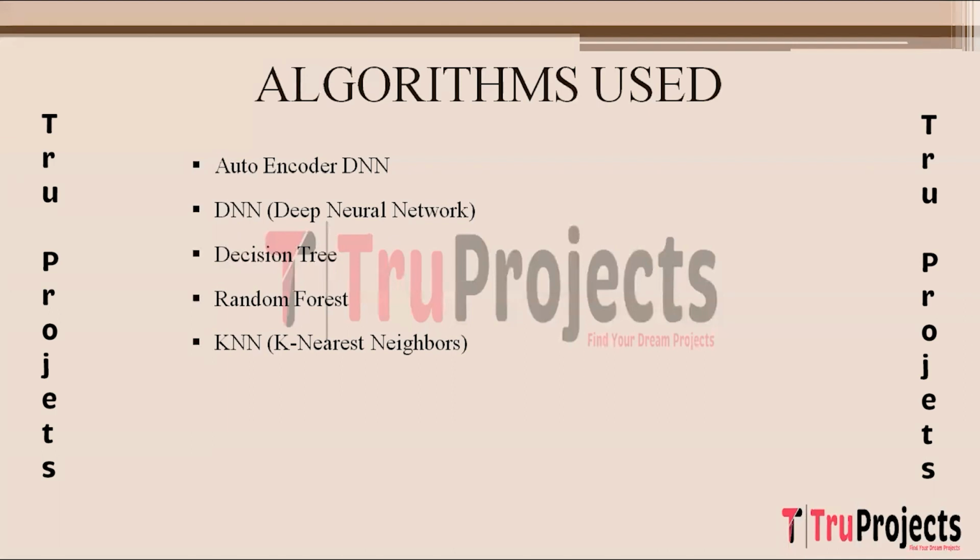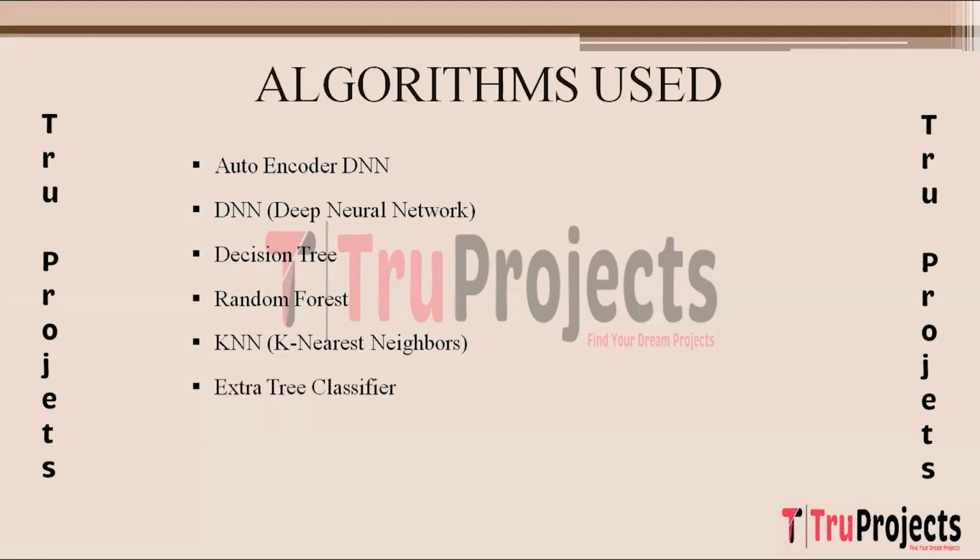The next algorithm used is KNN, that is K nearest neighbors. So KNN is a simple yet effective algorithm that classifies data points based on the majority class of their neighbors. Its adaptability to various data distributions makes it suitable for this project. KNN is valuable for detecting local anomalies in network traffic patterns.